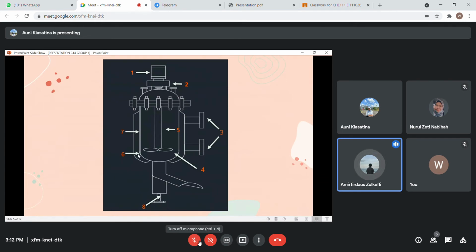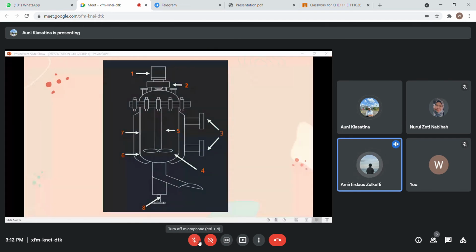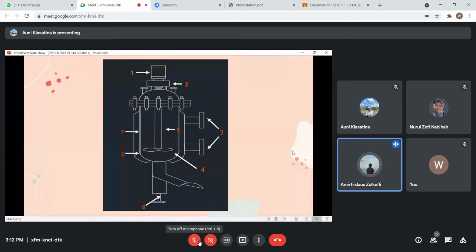As you can see here, this is the diagram for the batch reactor. For number one, the motor. The motor functions to convert electrical energy to mechanical energy to give torque for the shaft. Number two is the speed reducer. It is to control the speed of the impeller. Number three, connection for heating or cooling jacket. It functions to supply cool or heated liquid into the jacket.